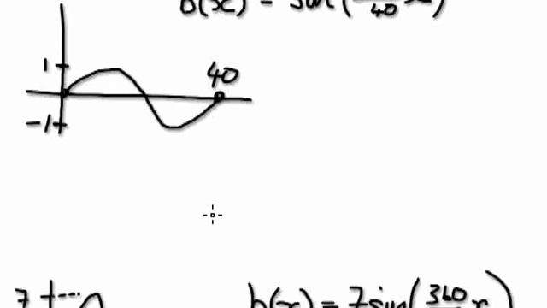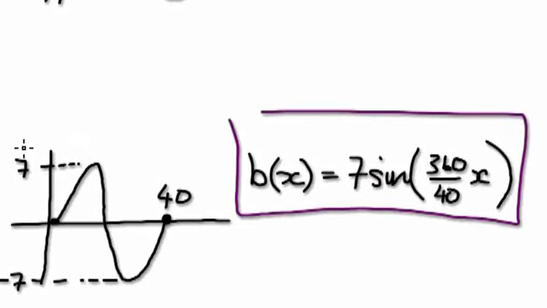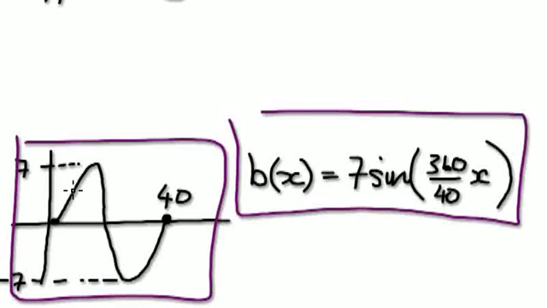The next step is to change the amplitude, because we said that the body temperature of the animal deviates by 7 degrees either way. So at the moment we've got the period correct. Now we need to change the amplitude to 7, so stick a 7 in here. This gives us this graph here.